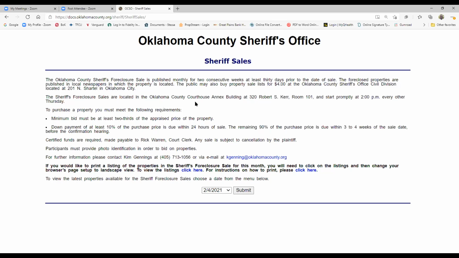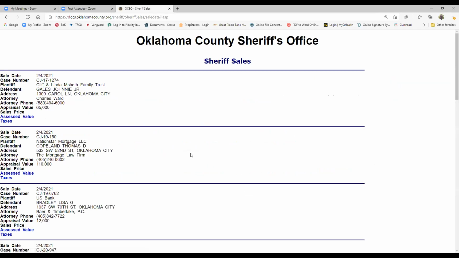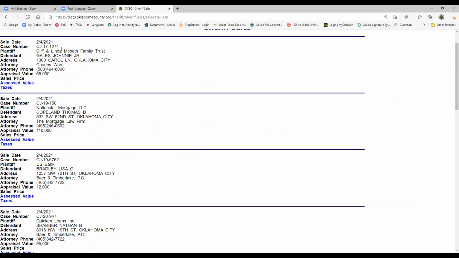These are the requirements. So now, Mr. Ray, where can I see these properties? How can I find out about them? Okay, so right here, it's going to show you the next sale is 2/4/21, right? If you click this down arrow, you'll see the next sales that are coming up. But for the sale that's coming up in 3 days, you click submit. There we go. And so here are the properties right here.